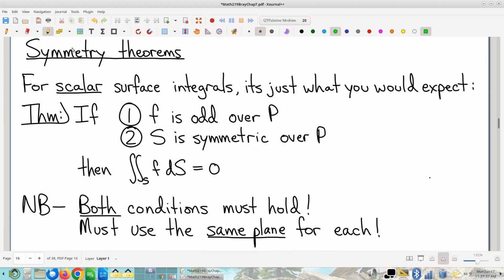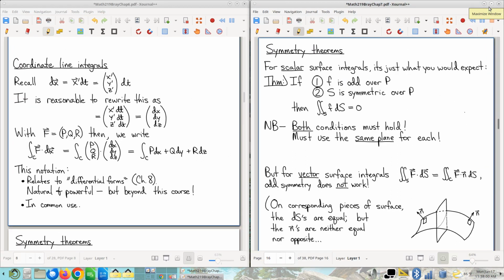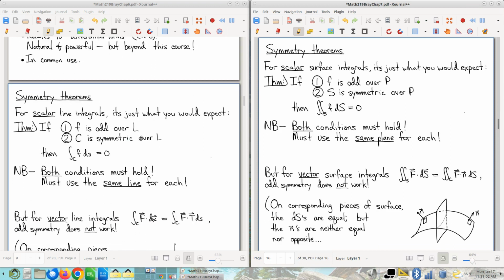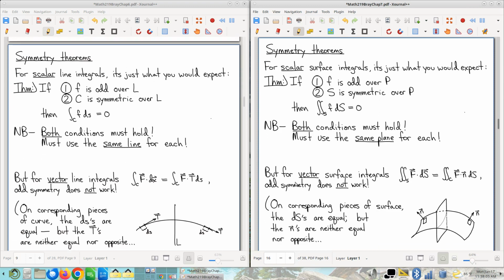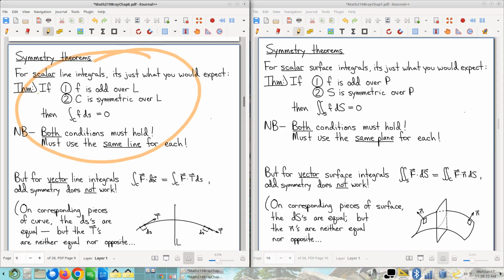Okay, symmetry theorems. Well, that was the very next thing we talked about when we were doing vector line integrals. It's the very next thing we're going to talk about here with surface integrals. Good news, bad news. Let's see here. Where did my colors go? You know what? I'll just deal with it as is. But recall we had this theorem for scalar line integrals, specifically scalar line integrals. Yeah, odd symmetry theorem, just like you would have figured.